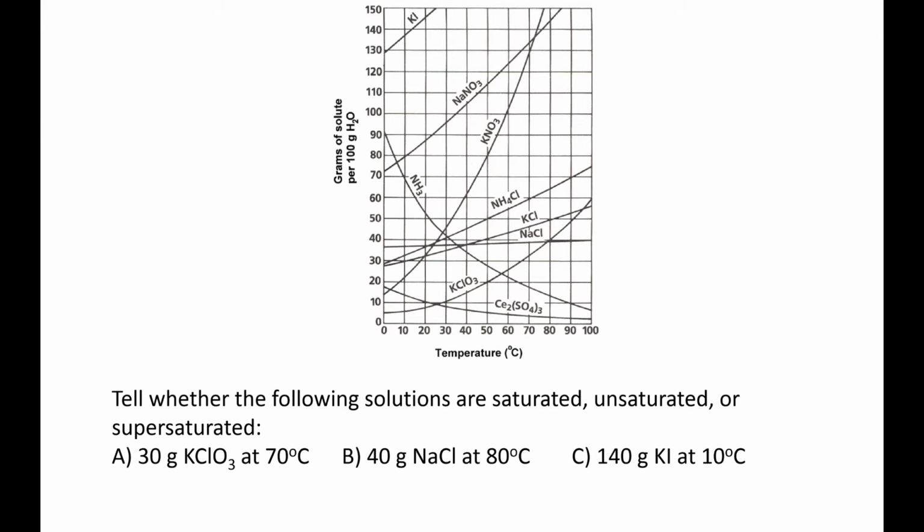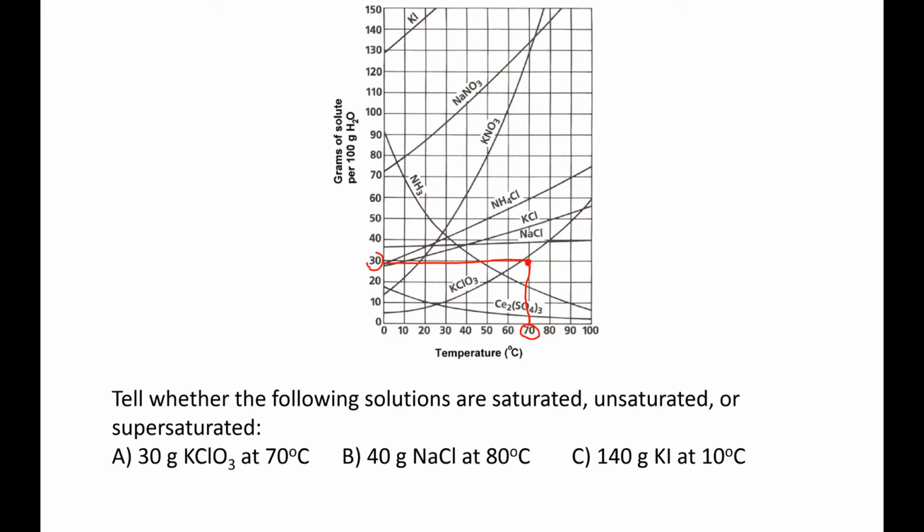Okay, tell whether the following solutions are saturated, unsaturated, or supersaturated. Okay, we're going to look at the first one. You've got 30 grams of KClO3 at 70 degrees Celsius. So first I'm going to find 70 degrees Celsius, and then I'm going to put 30 grams. So I'm going to go up to here and here. Okay, this is what I'm talking about, right in that corner, right there.